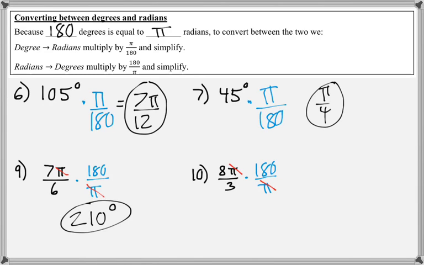8 times 180 divided by 3, we get 480 degrees. And that's our answer.